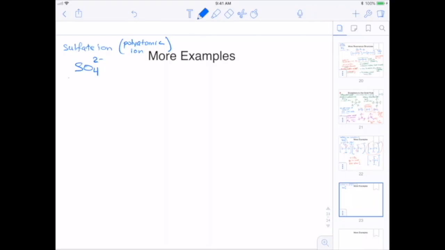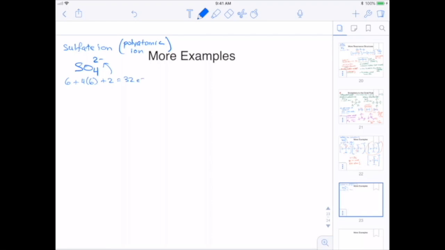So we've got 6 from the sulfur. We have 4 oxygens, and each one of those is 6, so that's 30. Plus, we need 2 more because overall, this polyatomic ion has a net 2- charge. So that gives us a total of 32 valence electrons that need to be placed on our structure.